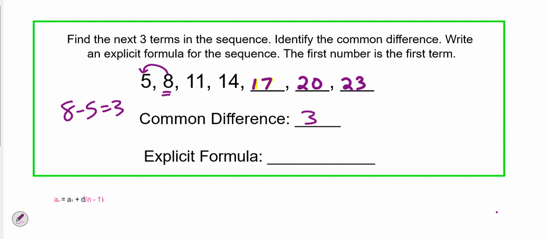Okay, explicit formula. Once again, we know our formula. If we forgot, it's right there in front of us. We know that our first term is 5, and our common difference is 3, and then we put that n minus 1. So you'll see something like this on the test, and now it seems pretty straightforward.